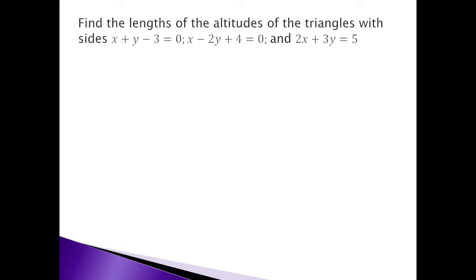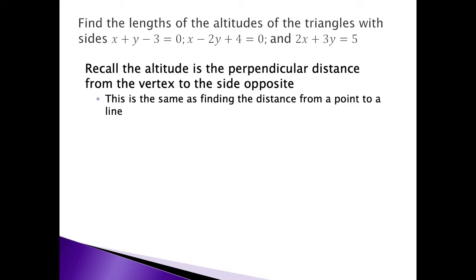Find the lengths of the altitudes of the triangles with sides x plus y minus 3 equals 0, x minus 2y plus 4 equals 0, and 2x plus 3y equals 5. Recall, the altitude is the perpendicular distance from the vertex to the side opposite. This is the same thing as finding the distance from a point to a line. So the first thing we need to do is to graph the lines.